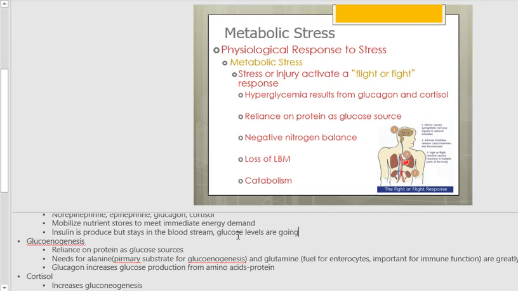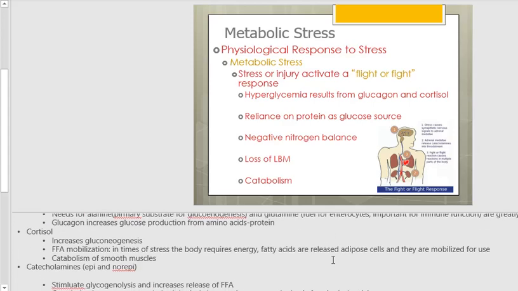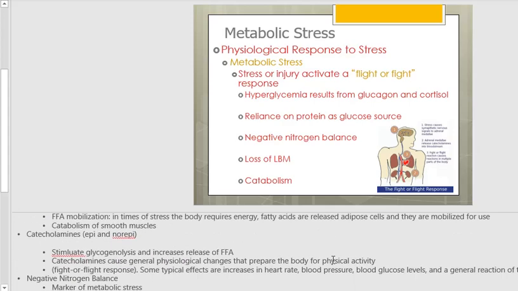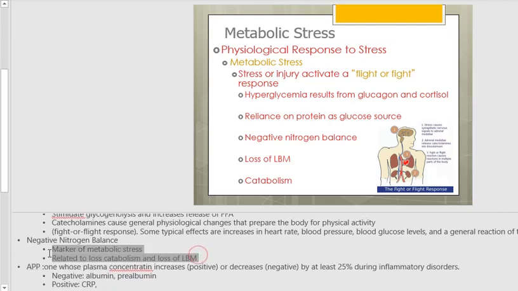So when you look at it, it says the hyperglycemia results from glucagon and cortisol. The glucagon and cortisol are going to increase the incidence of gluconeogenesis. That goes along with the next bullet point, that there's a reliance on protein as a glucose source, and that during this process, there's typically a negative nitrogen balance. Again, we're giving things to kind of negate that, but there's still usually that negative nitrogen balance. The loss of lean body mass makes sense, and then the catabolism. All of that goes along with the metabolic stress.